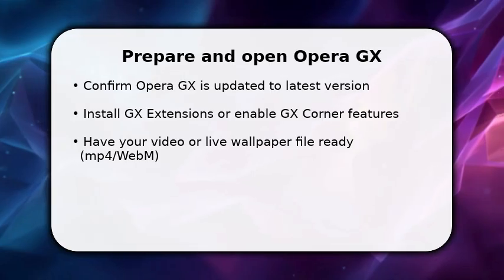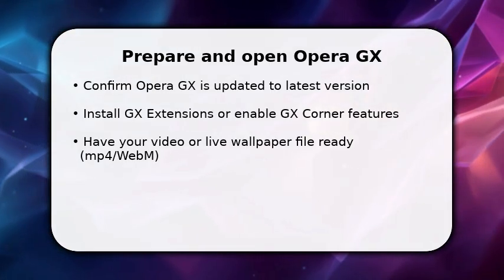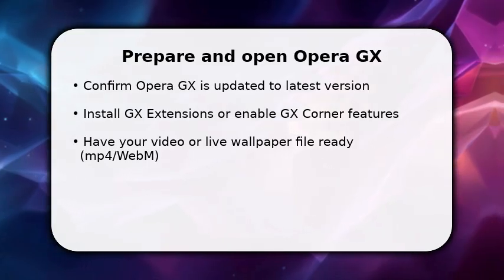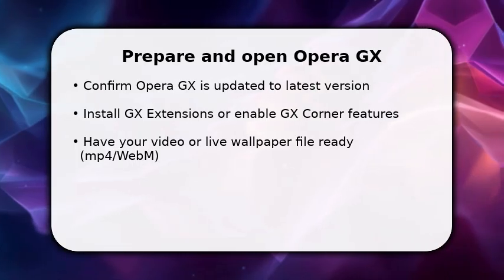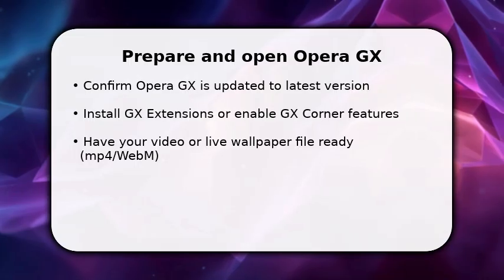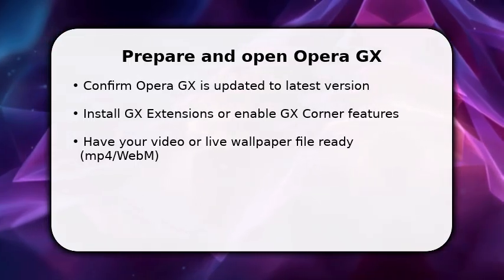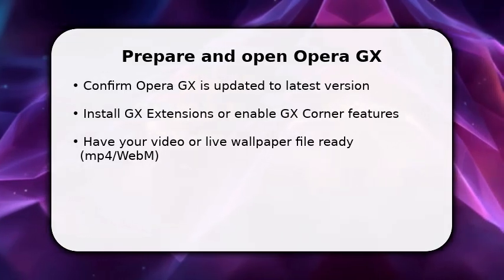Enjoy the video. You'll start by opening Opera GX and confirming it's up to date. This ensures the wallpaper engine and extensions work. Next, enable GX extensions or the browser wallpaper setting so the UI accepts animated backgrounds. Grab your live wallpaper file, use MP4 or WebM for best compatibility, and place it in an easy folder.